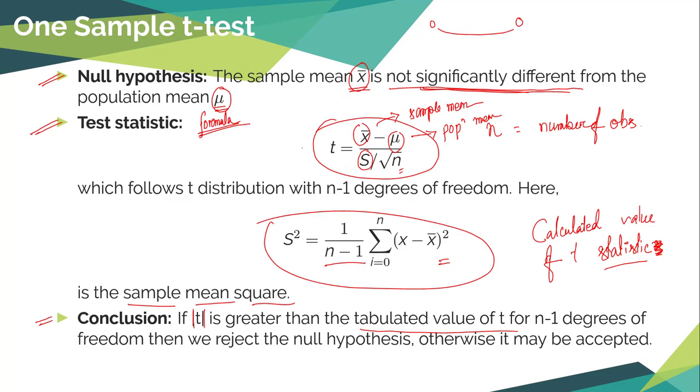If the value we have calculated using this formula is greater than the tabulated value or the reference value, we will reject our null hypothesis and say that yes, they are significantly different, right? If the value is less than the tabulated value, we will accept our null hypothesis and say that okay, fine, they are not significantly different, right? So that is the process.